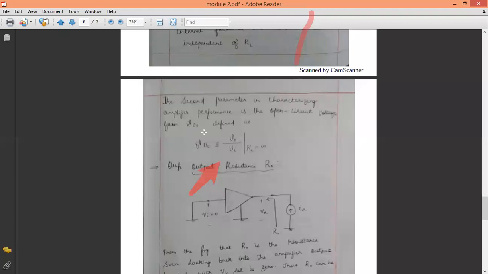Very, very important. What is the second one? Which is the second parameter that is very, very important? The second parameter that is very, very important is finding the open circuit voltage gain.